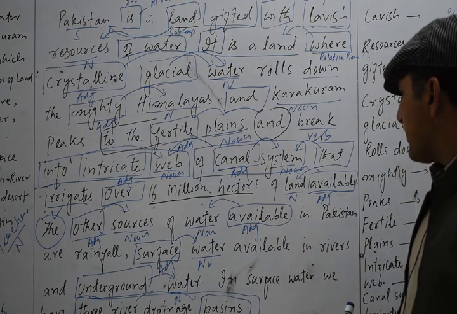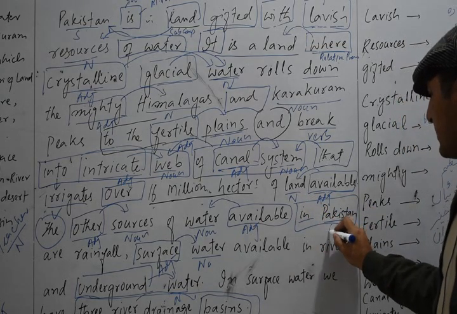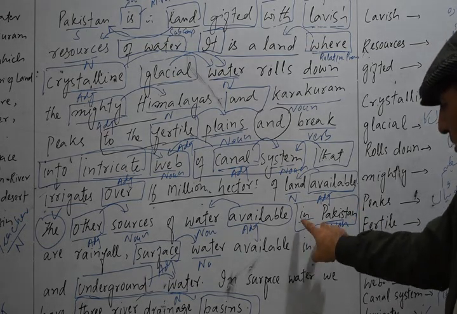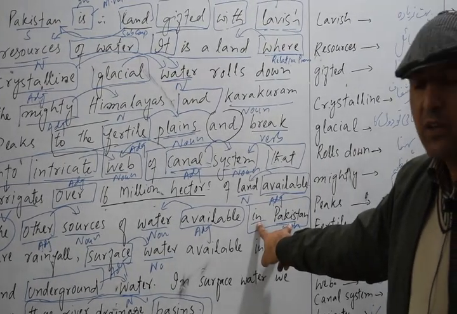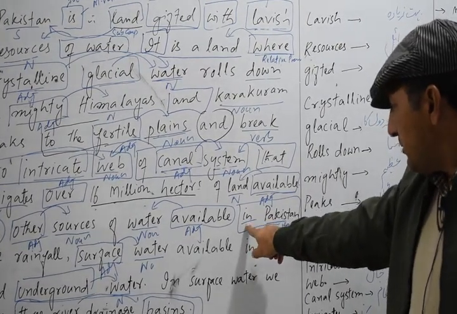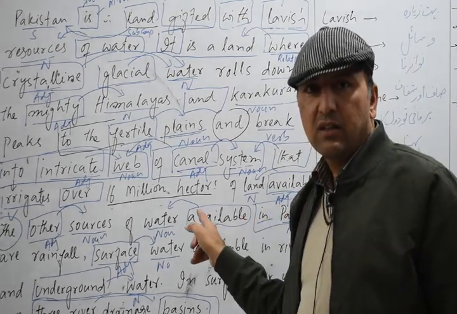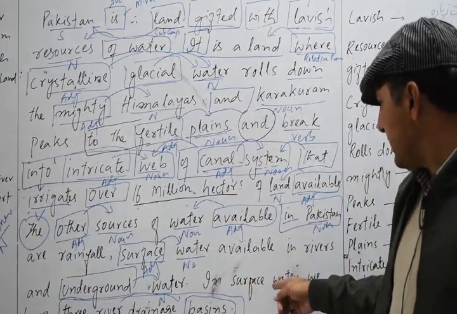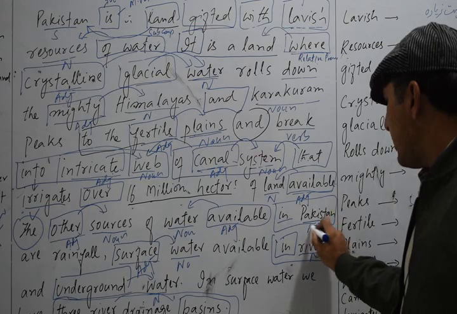Now you see, in Pakistan: once again, in is a preposition. Pakistan is a noun. So it starts with the preposition. This is a phrase, a combination of words which does not give complete meaning. So this is what we call a phrase. I hope that you have understood this. A prepositional phrase starts with a preposition and ends with a noun. So this is a prepositional phrase. Understand? Now the next we have rainfall, surface water. These we have done. "In rivers": once again, this is a preposition and this is a noun. So combinedly we call it a prepositional phrase.